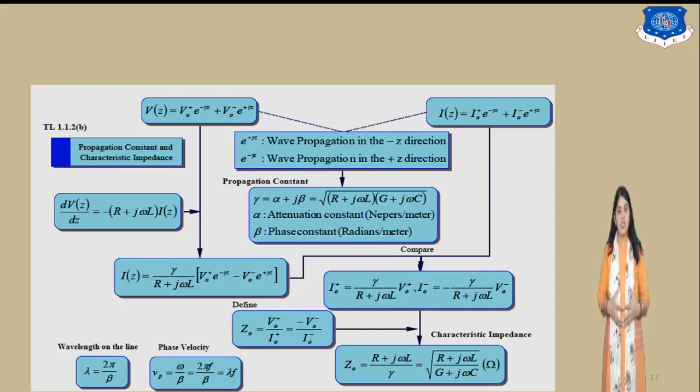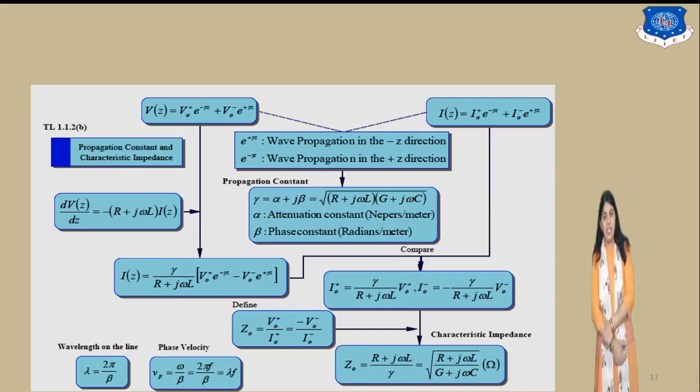So we can write the equation for I(z): I(z) is gamma upon (R plus j omega L) into (V0 plus e raised to minus gamma z minus V0 minus e raised to gamma z). I0 plus is equal to gamma upon (R plus j omega L) into V0 plus, and I0 minus is equal to minus gamma upon (R plus j omega L) V0 minus, where Z0 is equal to V0 plus upon I0 plus, which is equal to minus V0 minus upon I0 minus.